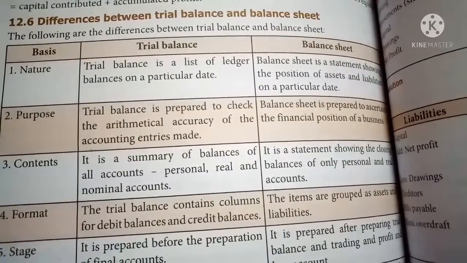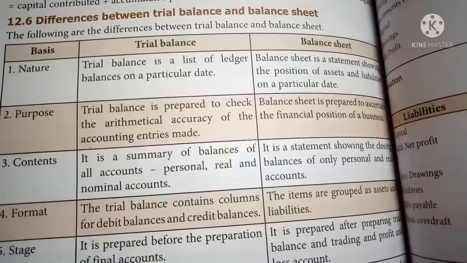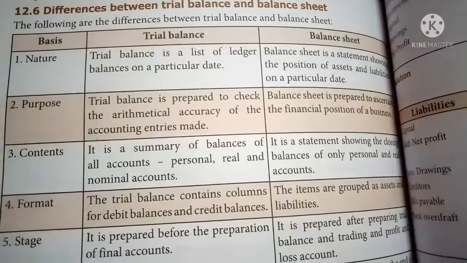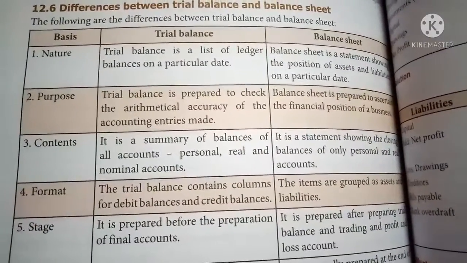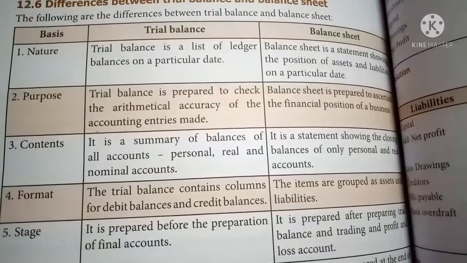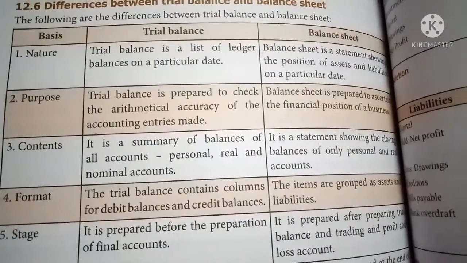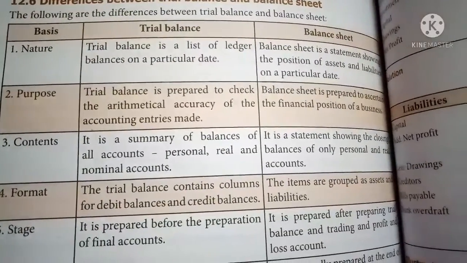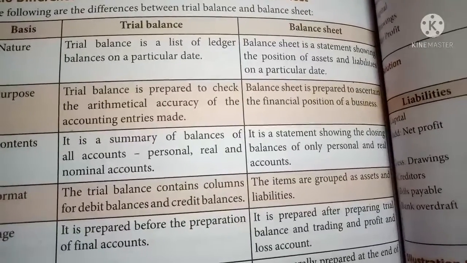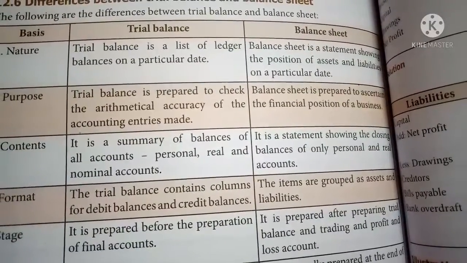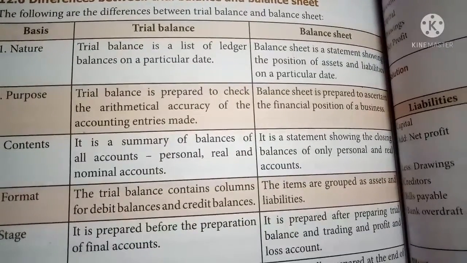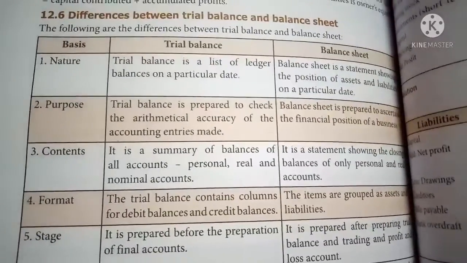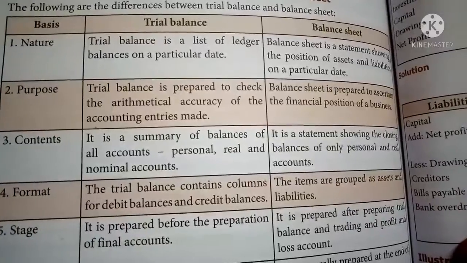First, from the nature point of view, a trial balance is the list of ledger balances on a particular date. So trial balance is one of the statements. It shows the various ledger balances in one place. But the balance sheet is a statement showing the position of assets and liabilities on a particular date. So the properties and financial obligations will be shown in the balance sheet on a particular date.